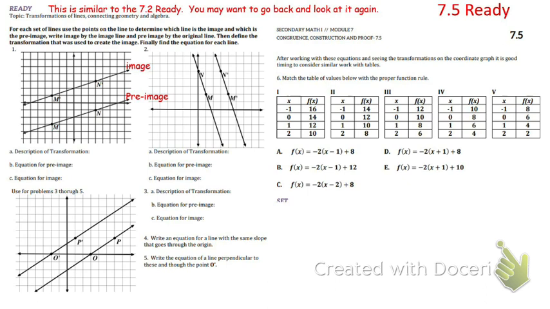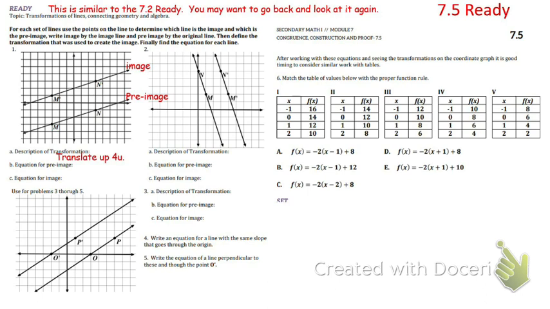So looking to go from that pre-image to the image, how would you describe the translation? How much and which way are we going? Well, to go from the pre-image to the image, we're going up, and specifically, we're going up 4 units. So we would say translate up 4 units.